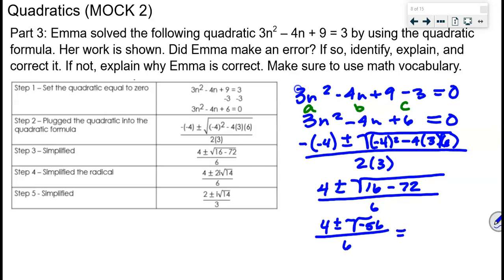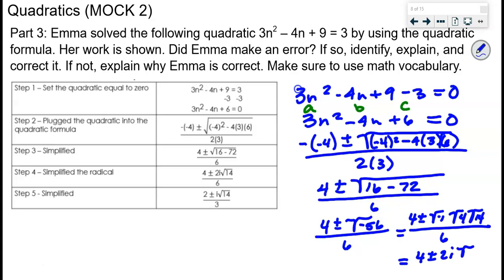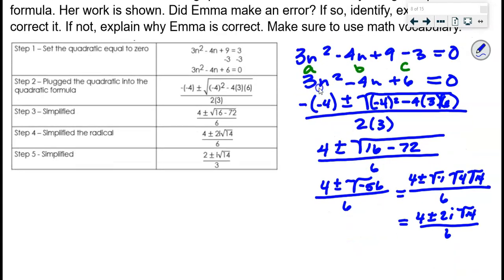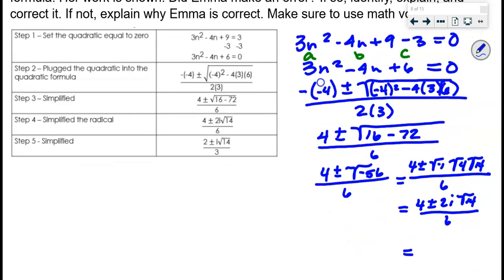Then let's go ahead and factor that square root of negative 56. So this is going to be 4 plus or minus the square root of negative 1. 56 is 4 times 14. Square root of 4 times square root of 14 all over 6. So that's going to be equal to 4 plus or minus 2i square root of 14 over 6. So can't we reduce this more? So this is going to be equal to 2 plus or minus.